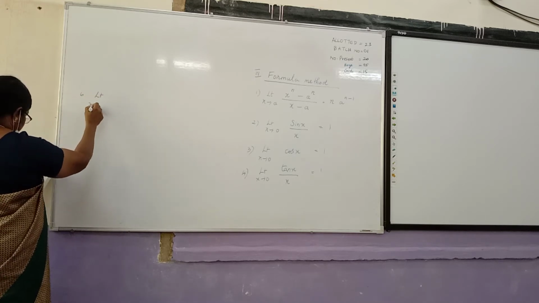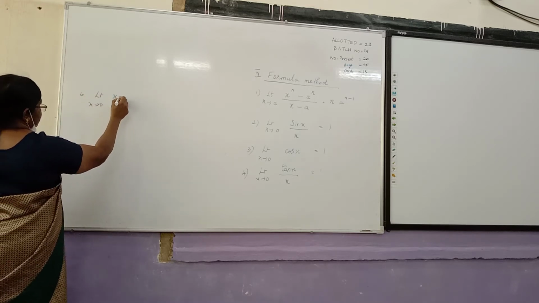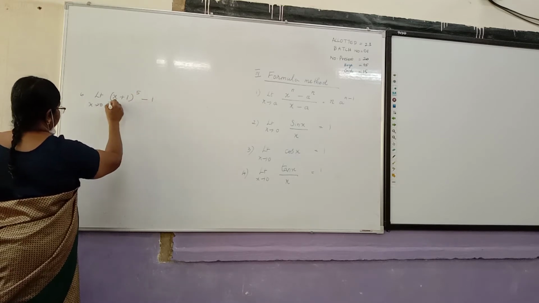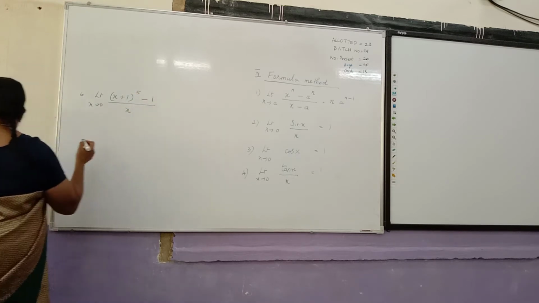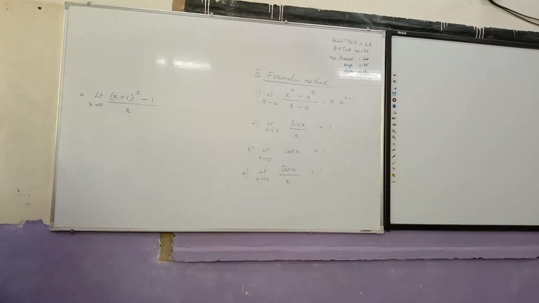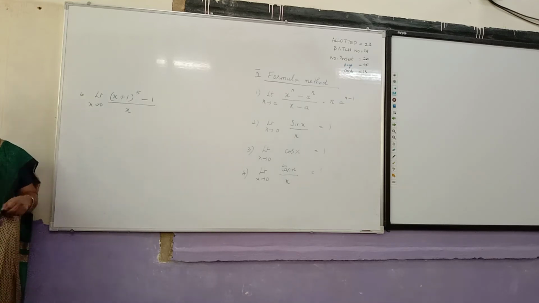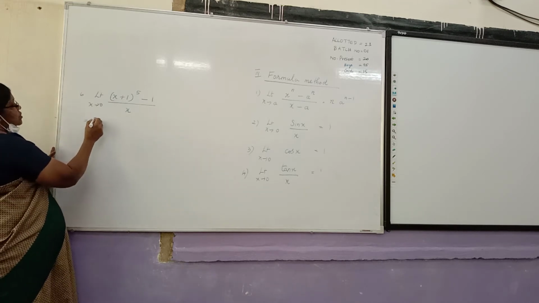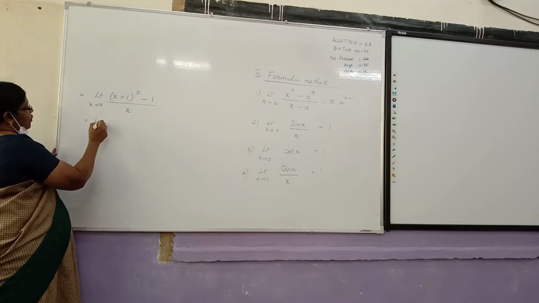Limit x tends to 0, (x plus 1) the whole power 5 minus 1, by x. Before, we had the binomial theorem, so I used to do this by the binomial theorem, but that chapter is deleted, so we cannot use that one. What I am going to do is use the first formula.